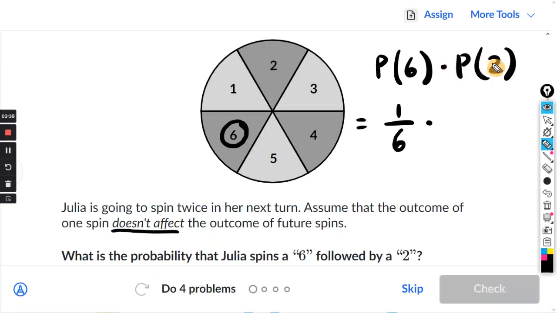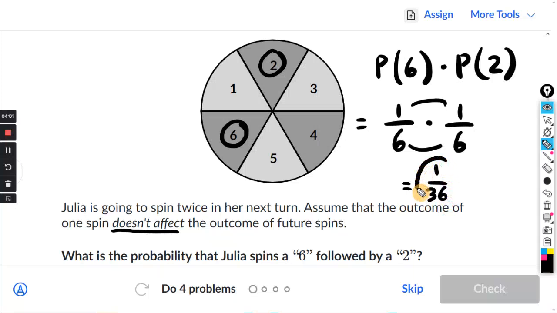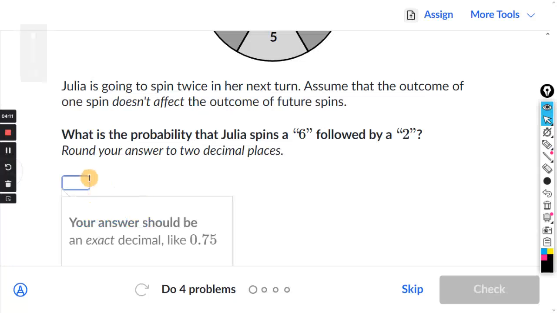Okay, and of course, the same thing holds with the number 2. Here's the number 2. That's just one option out of 6. All right, so 1 over 6 times 1 over 6. Multiplying numerators, 1 times 1 is 1. Denominators, 6 times 6 is 36. We don't need the decimal. You could do it if you want to, and you would have to round off the decimal, or you can just do the fraction. So for the fraction, 1/36.